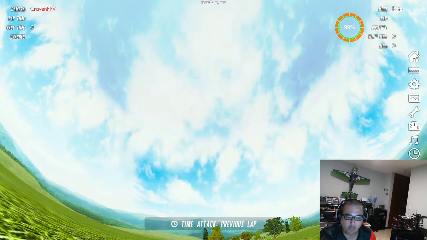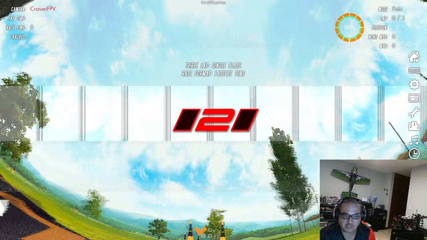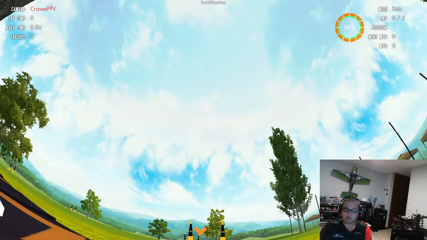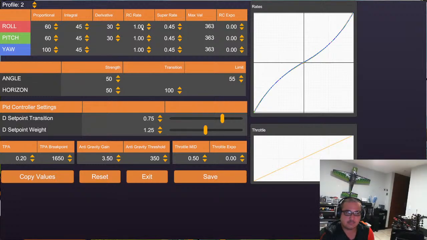Alright, previous lap. Okay, for reference, I'm going to restart this. What I did was, last time I had low RC rate, high super rate, same degrees per second. Now I've raised the RC rate, which as I explained means the very beginning of my movements will be sensitive, and lowered the super rate. So what happens is the line, as you can see up here, is more linear.